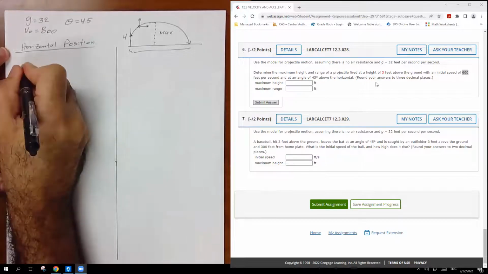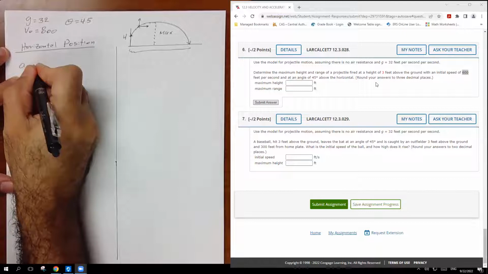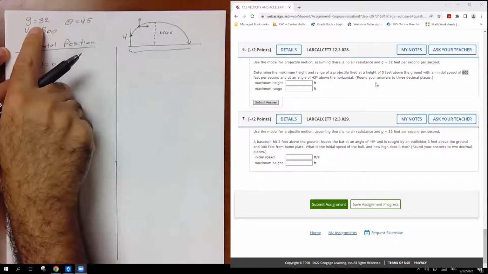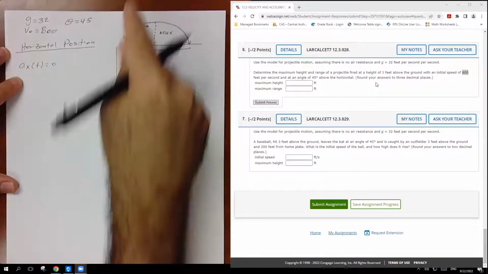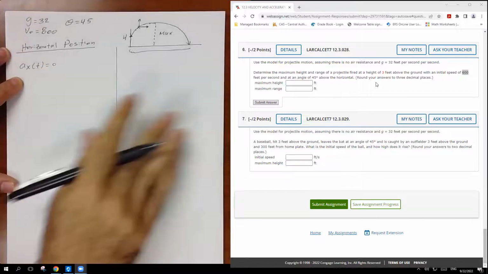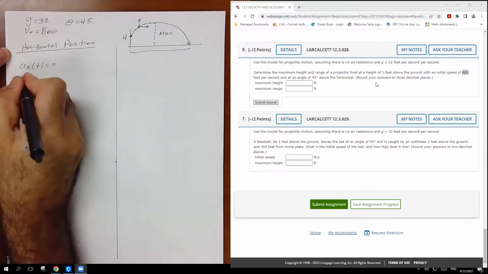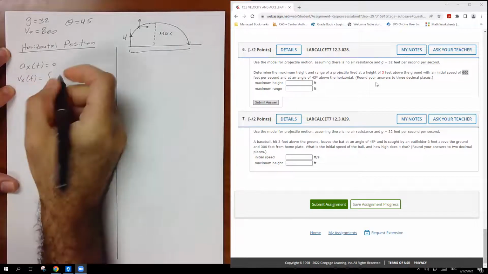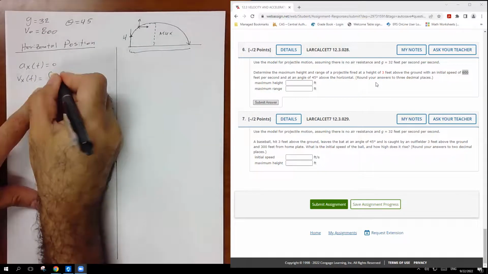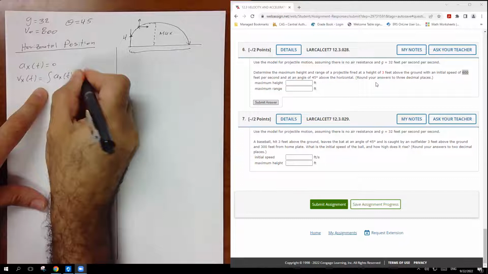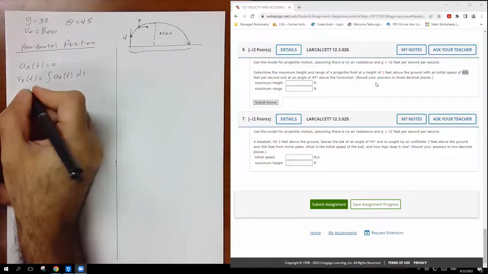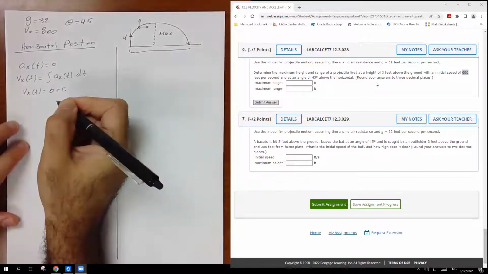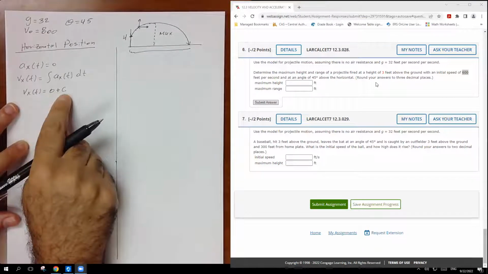So the acceleration a sub x of t equals 0. This is the acceleration with the y, because it's gravity, so it's vertical with the y coordinate. With the x it's going to be 0. So now v sub x of t is going to be the integral of the acceleration a sub x of t dt, which is going to be 0 plus c. Because the integral of 0 is 0, we add the constant c.